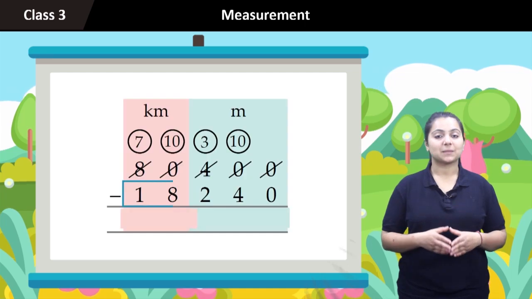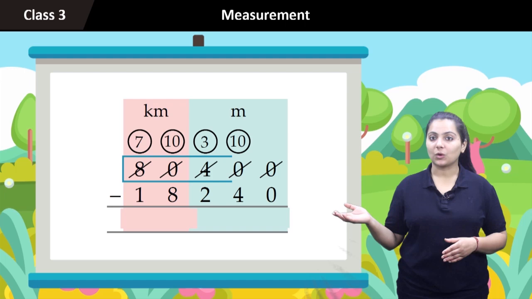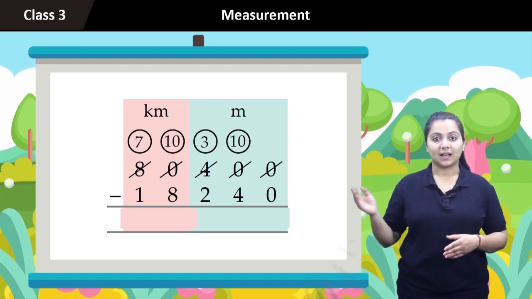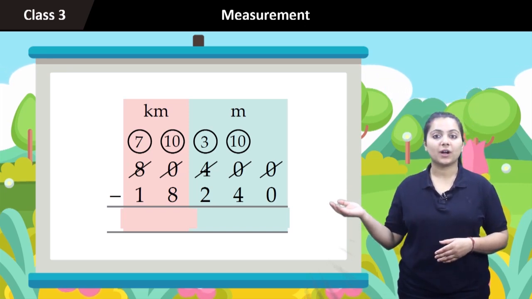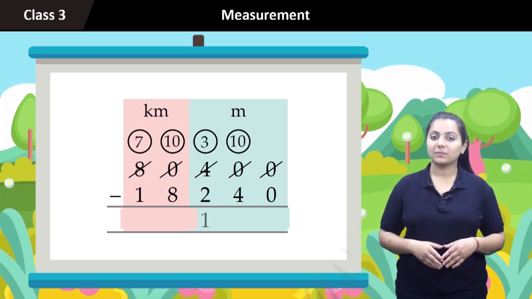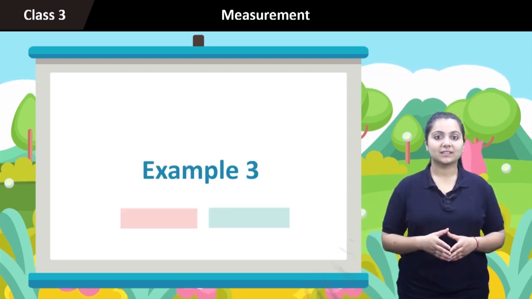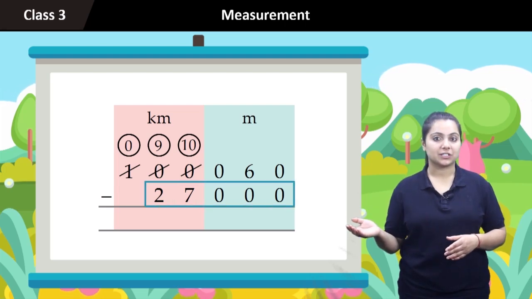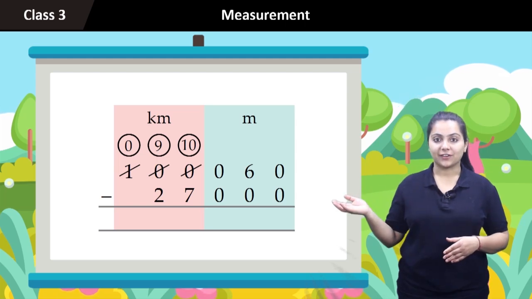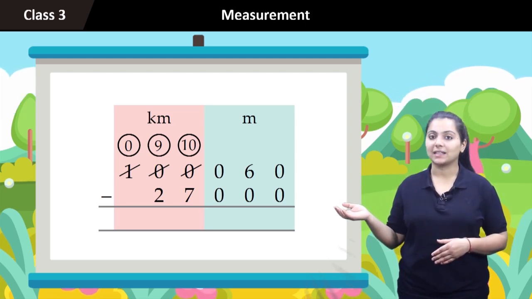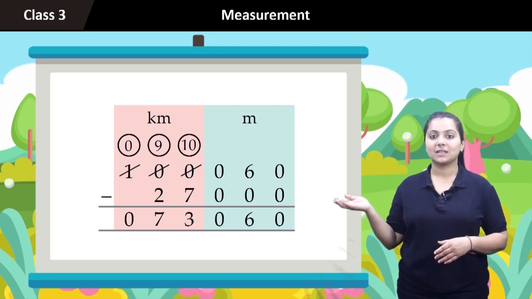Example 2. Subtract 18 kilometer 240 meter from 80 kilometer 400 meters. Thus 80 kilometer 400 meter minus 18 kilometer 240 meter is equal to 62 kilometer 160 meter. Example 3. Subtract 27 kilometer from 100 kilometer 60 meter. Thus 100 kilometer 60 meter minus 27 kilometer is equal to 73 kilometer 60 meter.